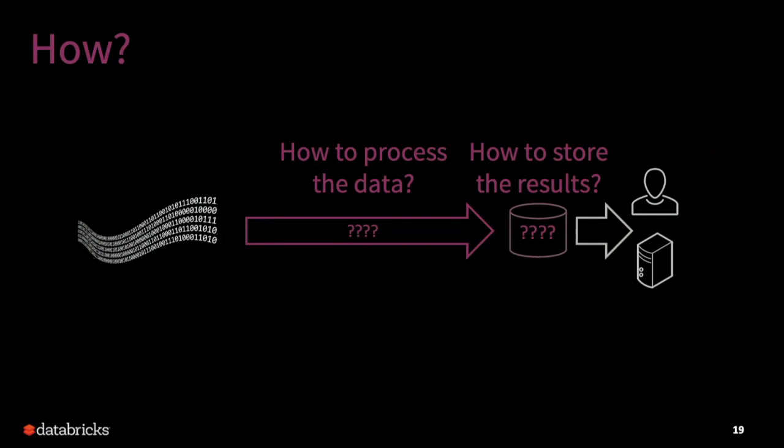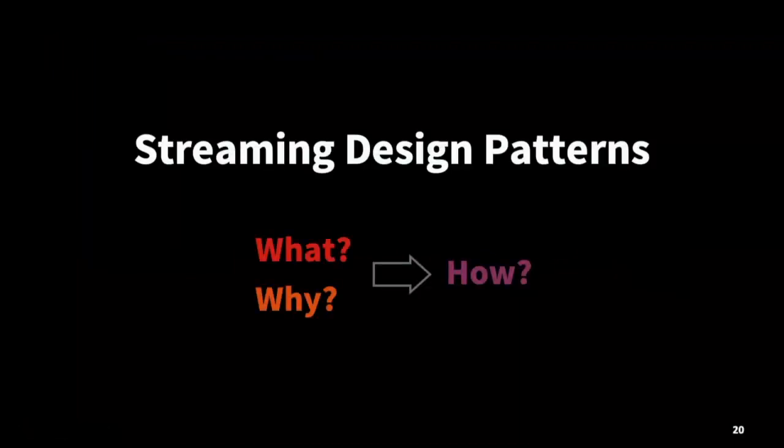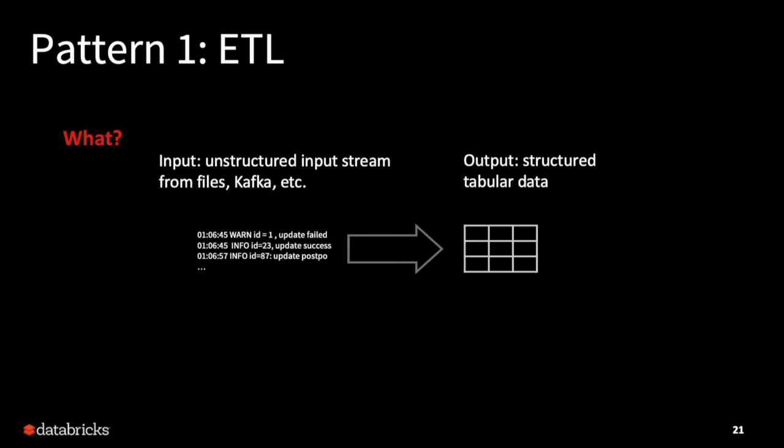And the third and last question is how to process the data and how to store the results. My conjecture is that if you really understand what and why deeply enough, your how will automatically figure itself out. And that's what this talk is about: to understand the streaming design patterns in the context of this what and why, and the how would automatically be figured out. Okay, let's jump into the patterns.